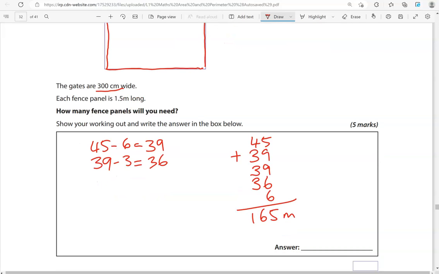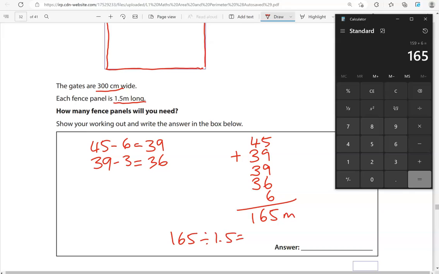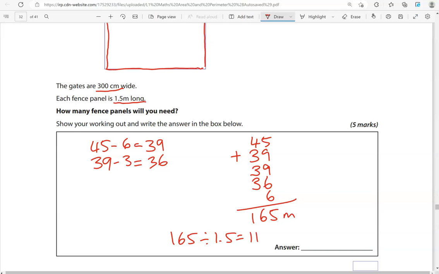We know that each fence panel is 1.5 meters long. So if we do 165 divided by 1.5, should give us how many panels are needed, which is 110.